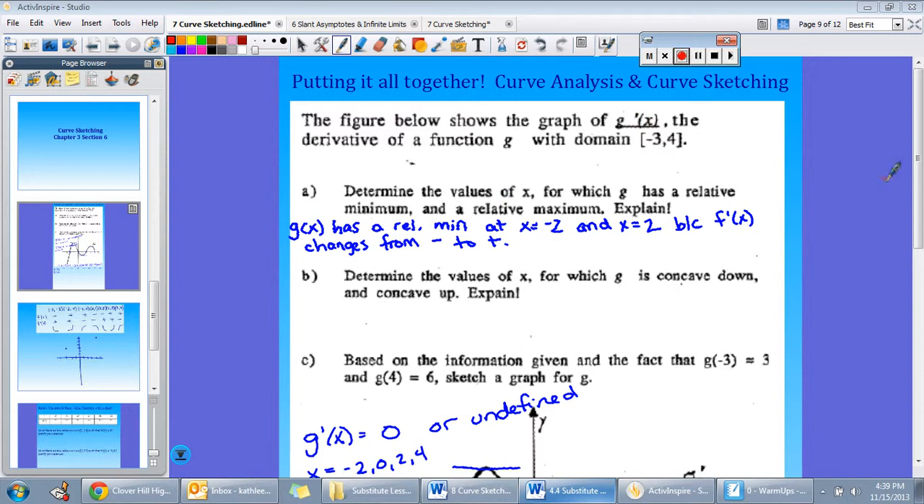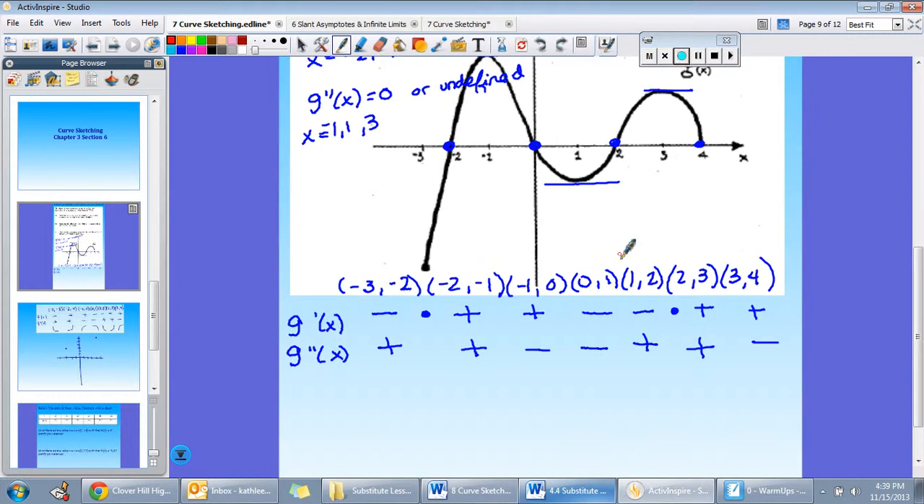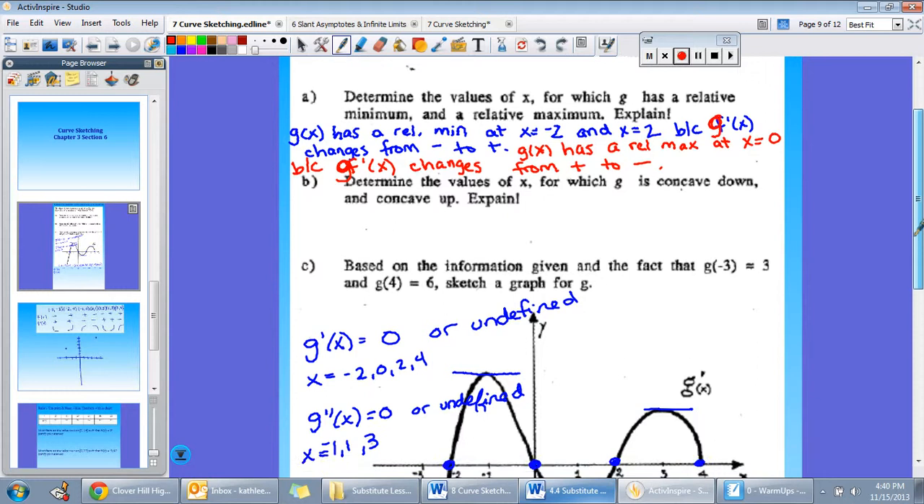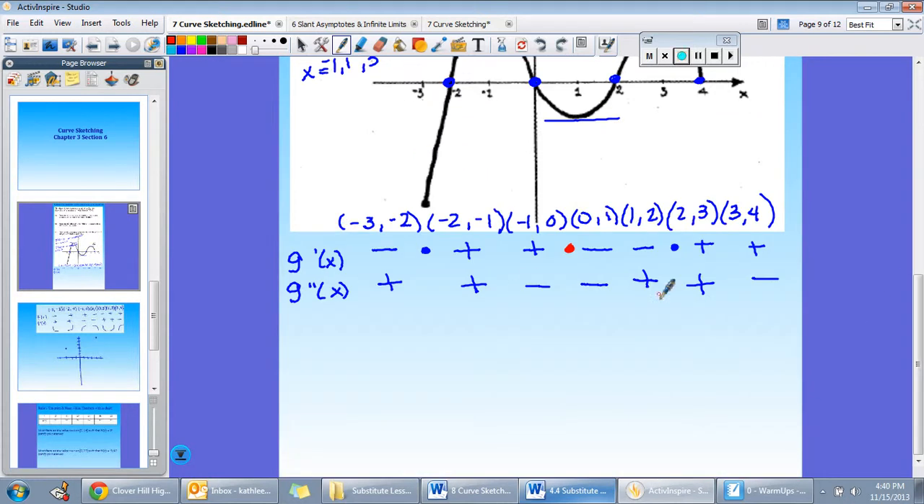G has a relative maximum everywhere that g prime changes from positive to negative. That only happens at x equals 0. And we write our answer out like this. G has a relative max at x equals 0 because g prime of x changes from positive to negative. Alright, and then concave up, concave down, we're looking at the second derivative.